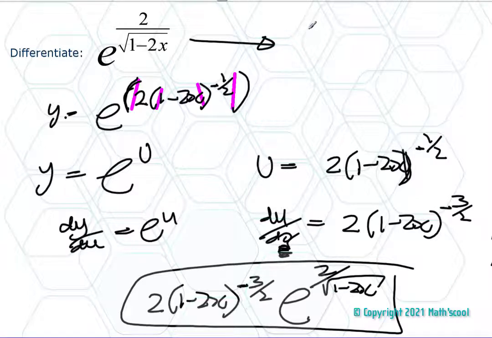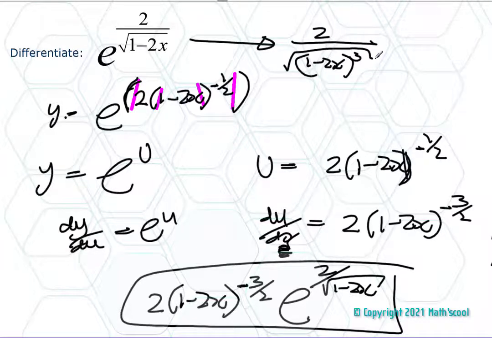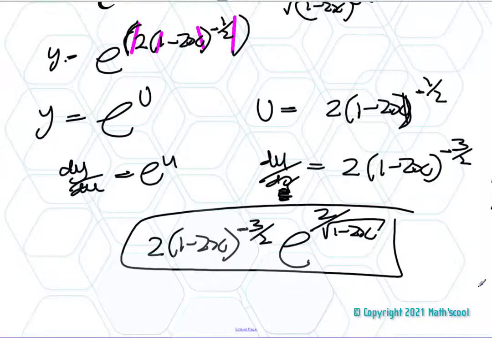2 over 1 minus 2x cubed and square rooted, e to the 2 over square root 1 minus 2x. Okay.